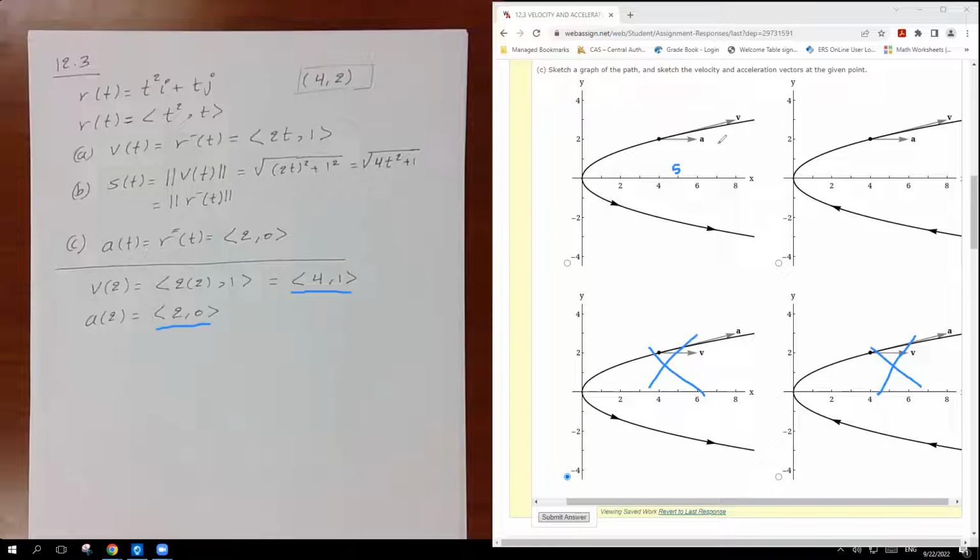We're gonna go 4 to the right, 1 up. Now let's check the acceleration 2, 0. That means at this point, we're just gonna go 2 to the right, and we're not gonna go up and down. That's it, because the y coordinate is 0. So it's gonna be 1, 2. This is right. Let's check this one. The same thing, 1, 2.